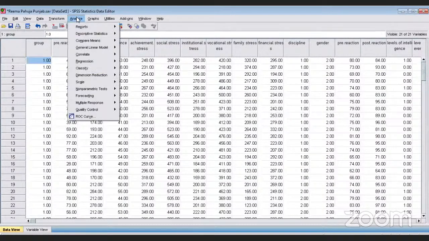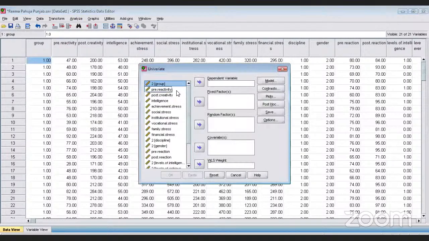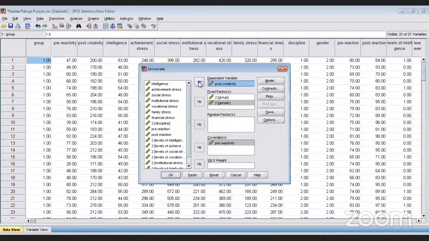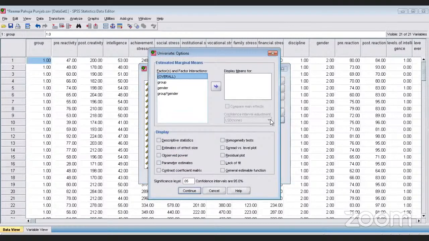So I go to analyze, I go to general linear model, then univariate. And then here, group I put here, the gender I put here, pre-creativity is a covariate and post-creativity is dependent. Now I go to option. I want the mean of everything, so I can copy. Then descriptive statistics, homogeneity.